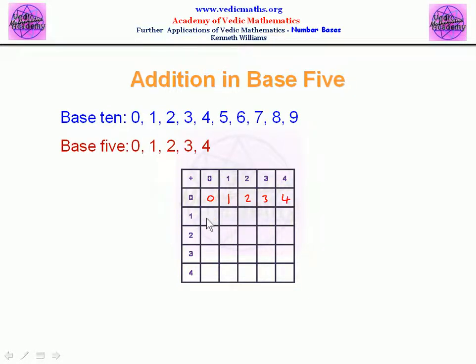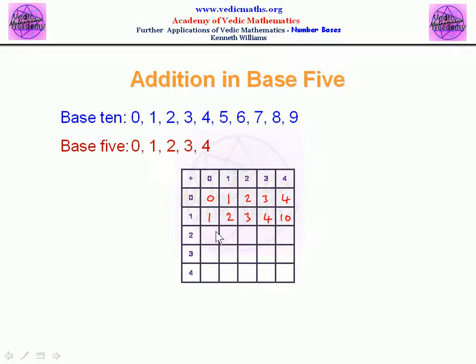Here we put 1 and 0, the total of that 1 and that 0, which is 1. 1 and 1 is 2, 3, 4. Here we've got to put the total of 1 and 4. 1 and 4 is 5 in base 10, but we don't have a 5 in base 5, so we have to put 10 here. Okay, the next number after 4 is 10 in base 5. It's equivalent to the number 5.